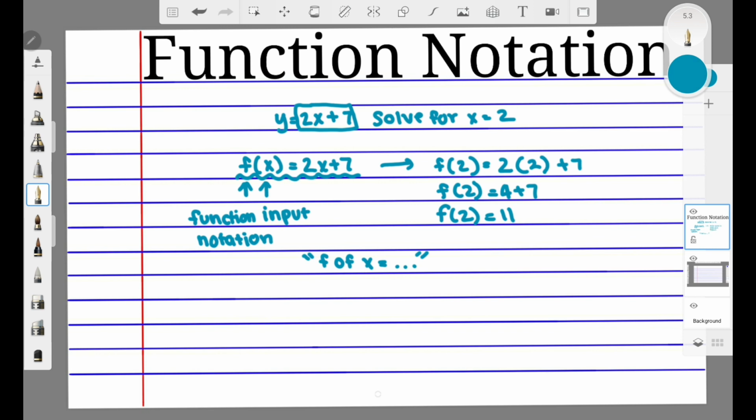Also, a thing to note is it doesn't have to be f. It could be any variable that names it. If we're distinguishing two different functions, they might say g of x, h of x, any letter you can write for the function name.